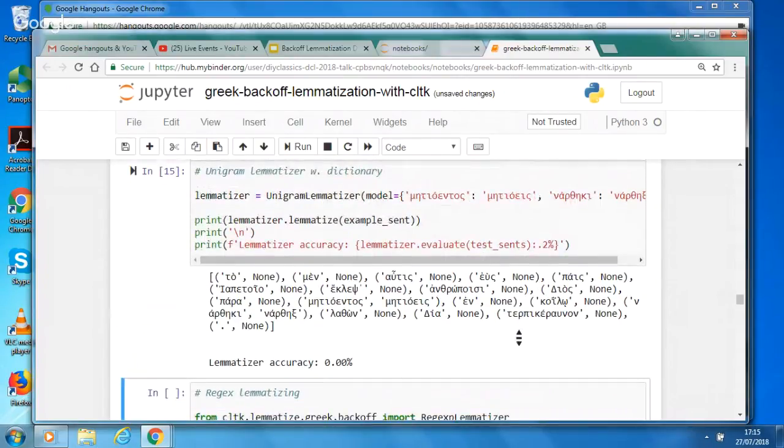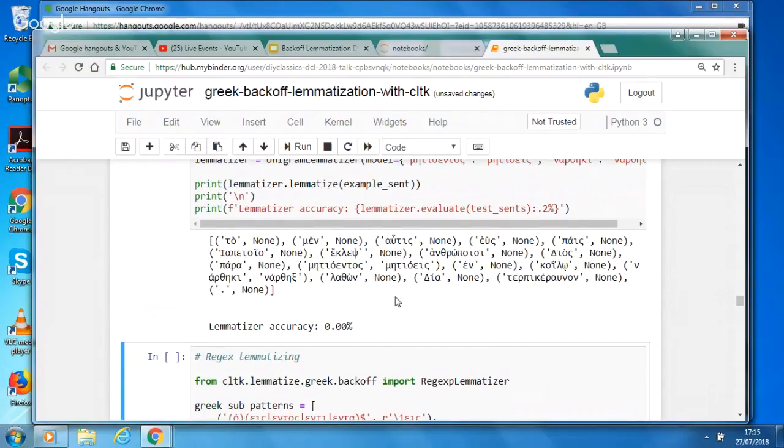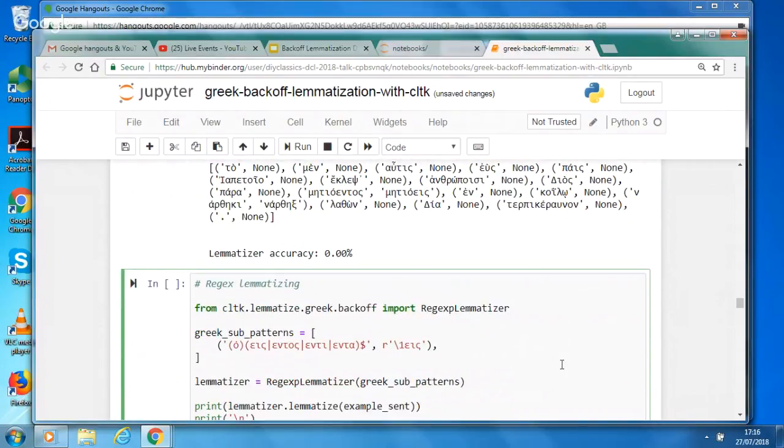Of course, if you run this small dictionary lemmatizer on all of the sentences, it has a 0% accuracy as well, because that word does not appear very many times. And this is that paradigm thinking.